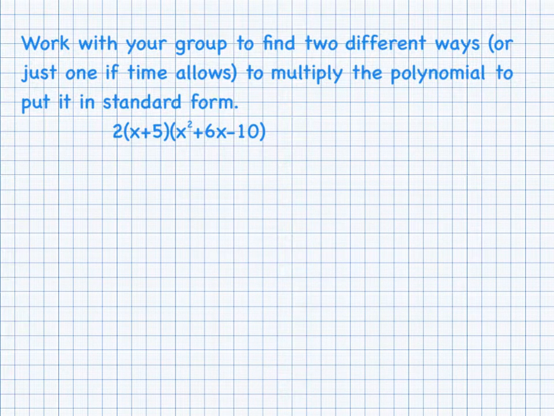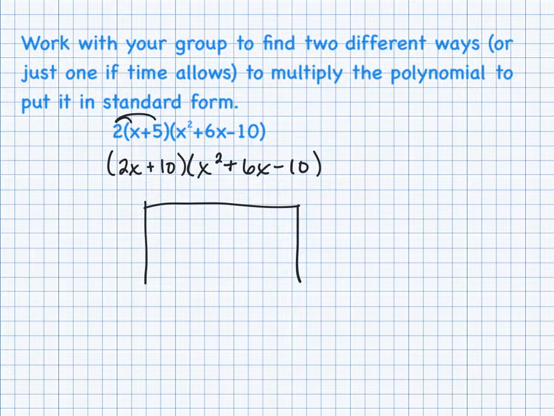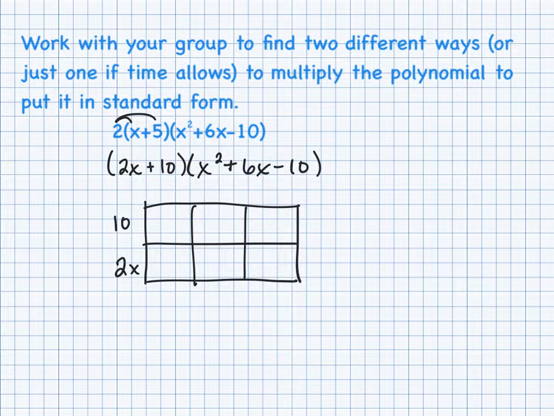Stretching that thinking a little bit further, again, I would pause this if you're watching this for the first time, and then finish it off. So what I'm going to do starting is to get rid of that first 2, put that in the parentheses, so 2x plus 10, and then x squared plus 6x minus 10. And then instead of making a 2 by 2, I'm going to make a 2 by 3. I'm going to put my binomial, 2x plus 10, on one side, and my trinomial, x squared plus 6x minus 10.